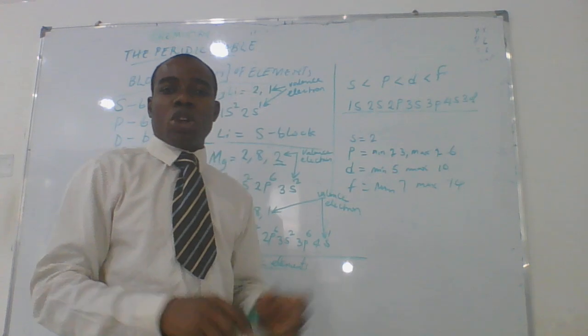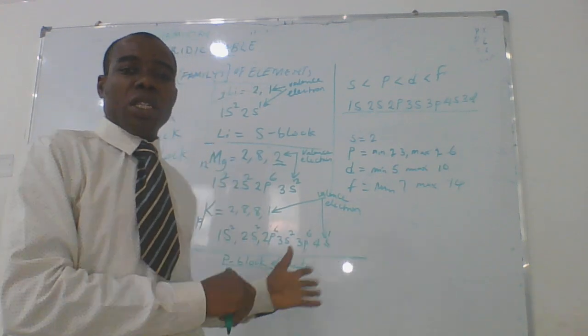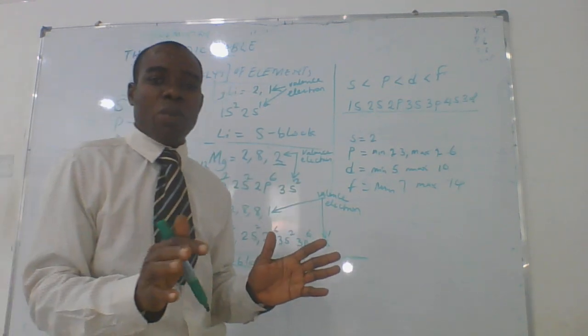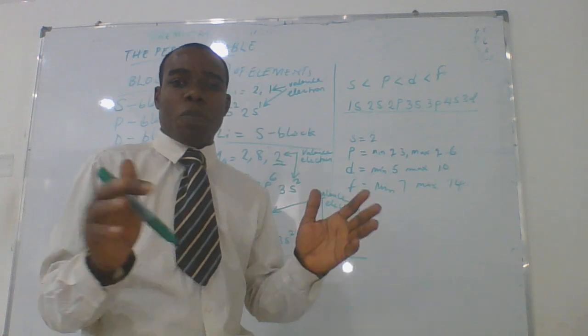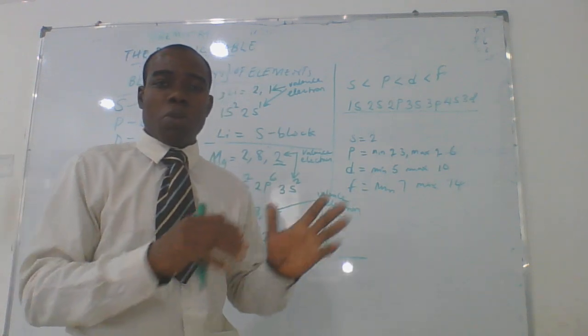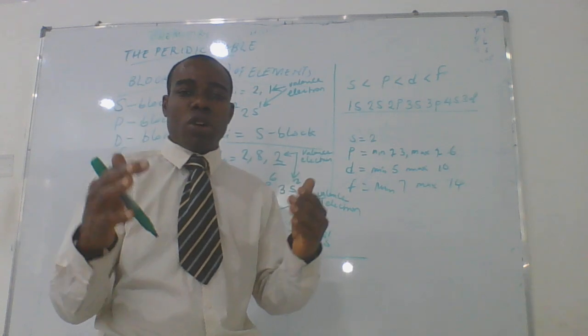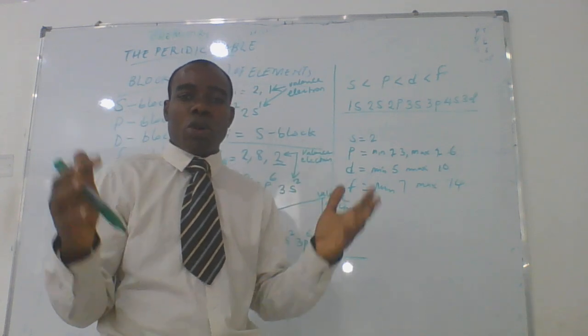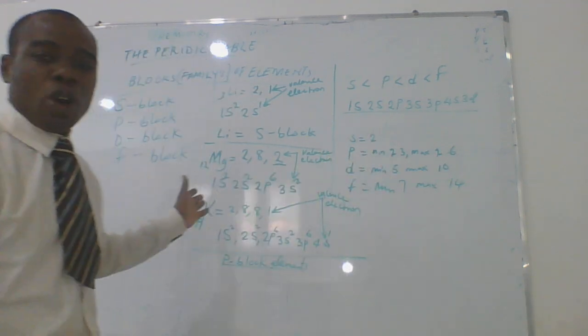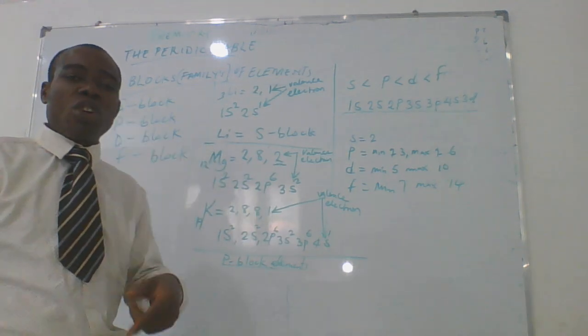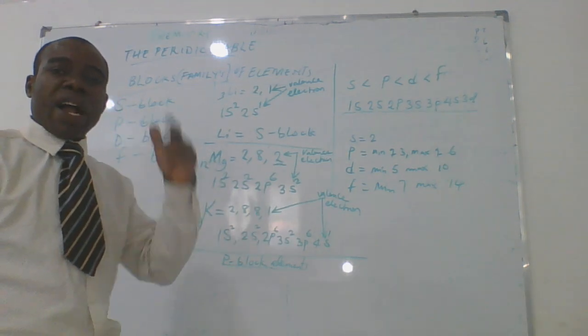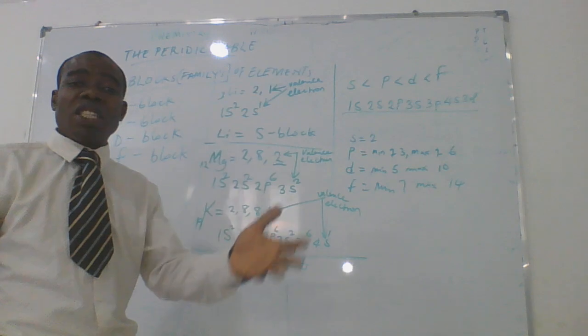So quickly, let me just round up this lesson by showing you the P block element. I'll give just one example of the P block and the D block because of time. I have to make it short so that you will not be bored too much. The P block elements have their valence electron in the P orbital, and that's why they are called the P block.